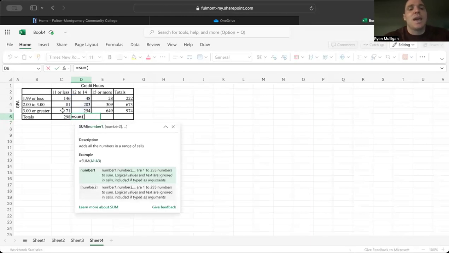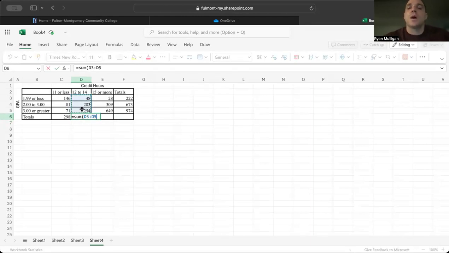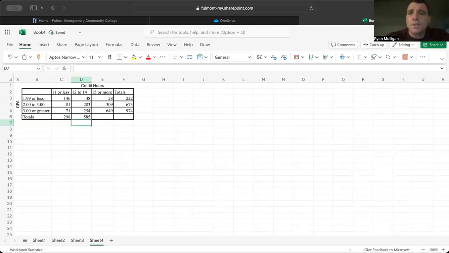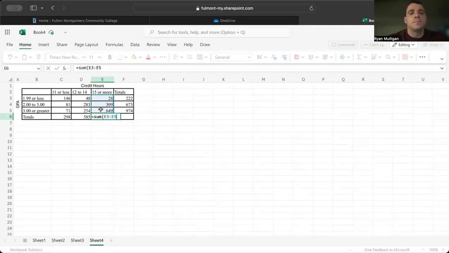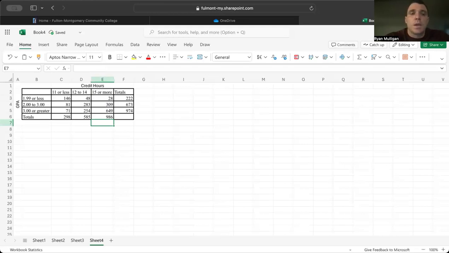Then what I would do is I would add the students in 12 to 14. 585 students took 12 to 14 credits. Okay, notice I'm not talking about the relationship anymore between the column variable and the row variable, because the only thing I'm focused on with this marginal frequency, the total, is I'm worried about just how many are in that column. And then I'll do the last one. Okay, and this last one, I'm going to do the sum of those three. Okay, and I got 986. So 986 students took 15 or more credit hours.